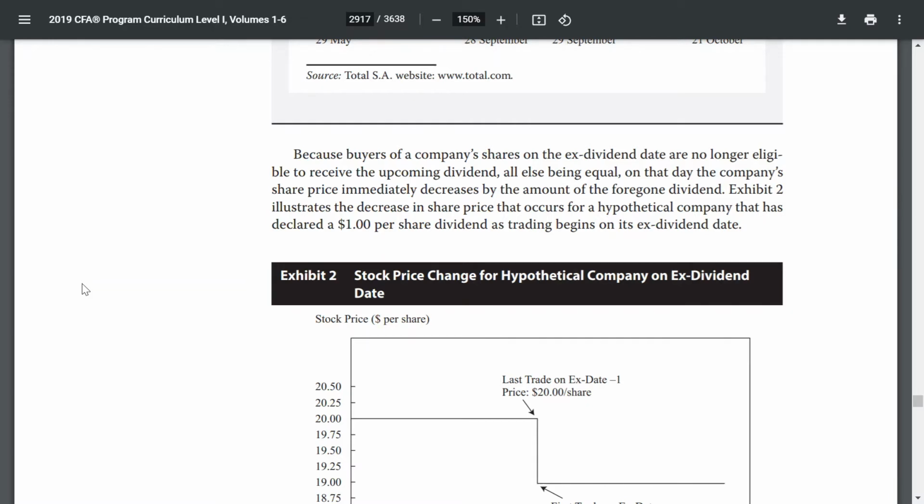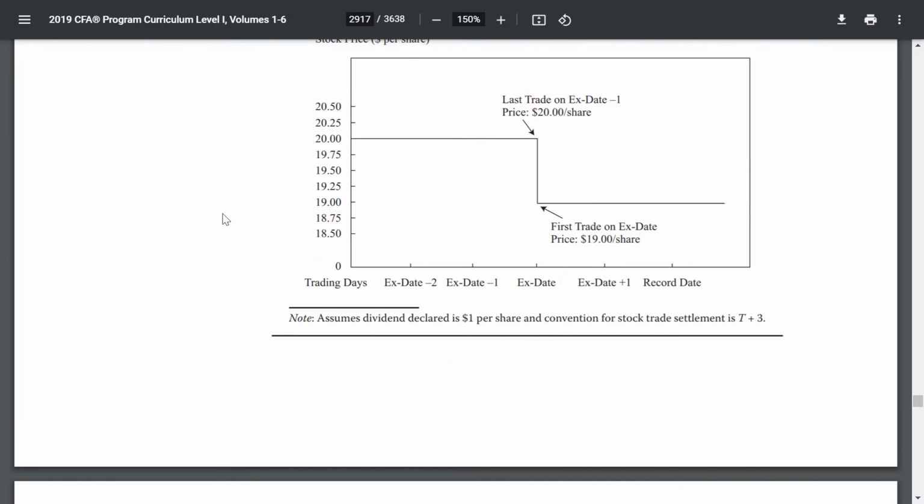All else being equal, on the ex-dividend date the company's share price immediately decreases by the amount of the foregone dividends. Exhibit 2 illustrates the decrease in the share price that occurs for a hypothetical company that has declared a $1 per share dividend as trading begins on an ex-dividend date. So dividends may cause declines or sharp declines in stocks, at least in the short run.